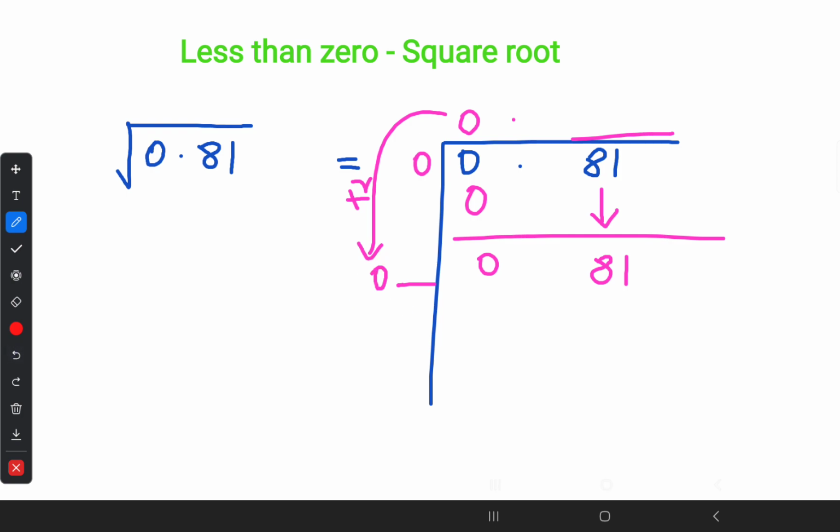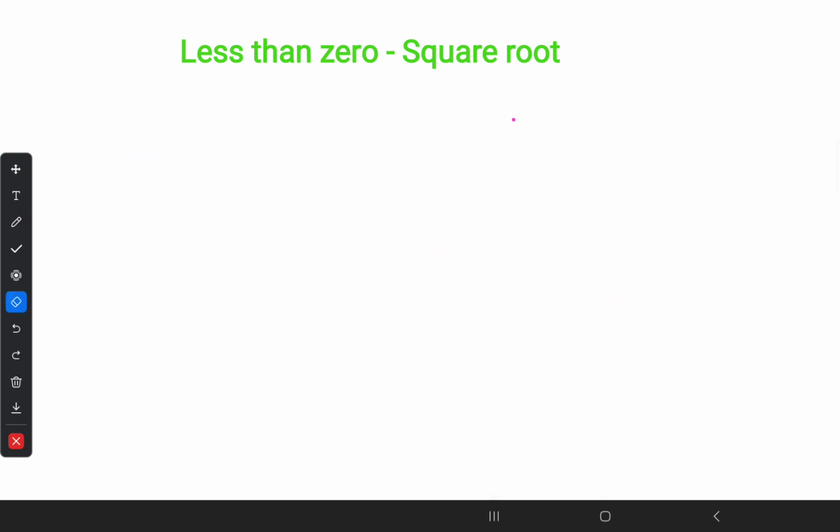Just neglect that one. Since 81 is a perfect square number, 9 9s are 81, because this 0 does not have any values here. Remainder double 0. So finally, the square root of 0.81 should be 0.9. This is the way you should find the square root for less than 0 digits. Very easy.